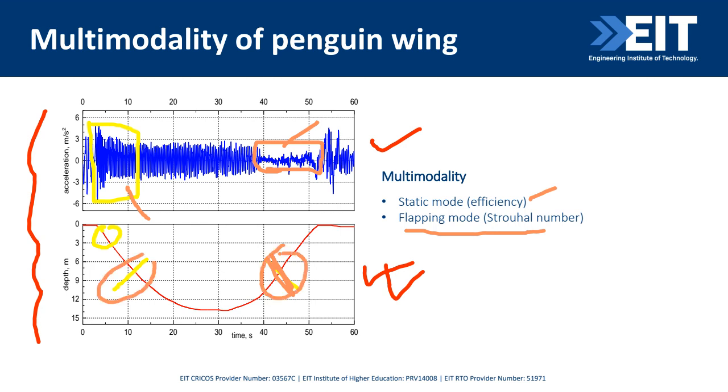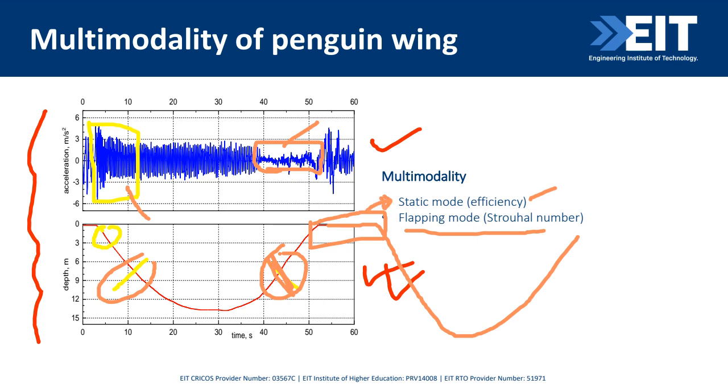Even when it dives, it doesn't always dive. Even when it swims, if I take another dive here, there is a phase when it doesn't dive, it only swims on the top surface of the water. Even at that time, the wings act as static mode wings.